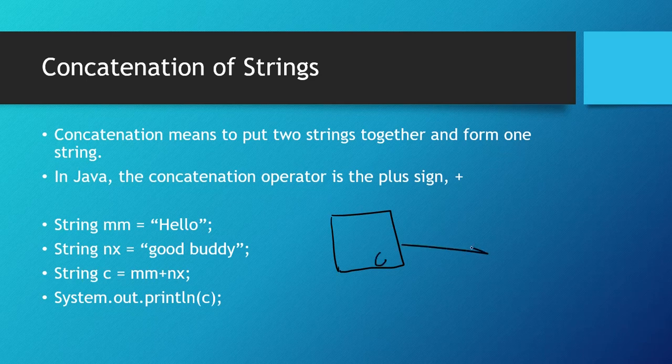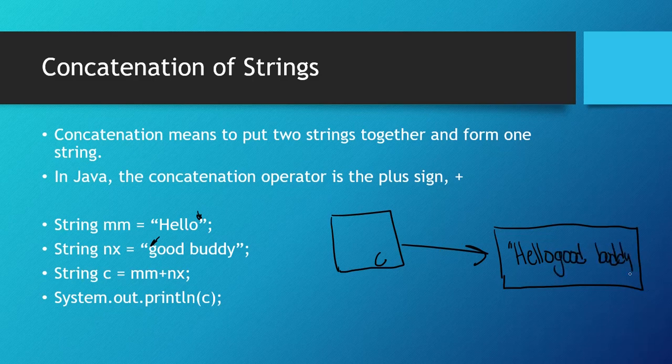It's going to point to a new spot in memory that's going to say hello and good buddy. Now notice there's no space here, no space there. So what's going to happen is we're going to store hello good buddy, but with no space between hello and good buddy. So the plus operator is concatenating these two strings together. It's adding them together to form one string.